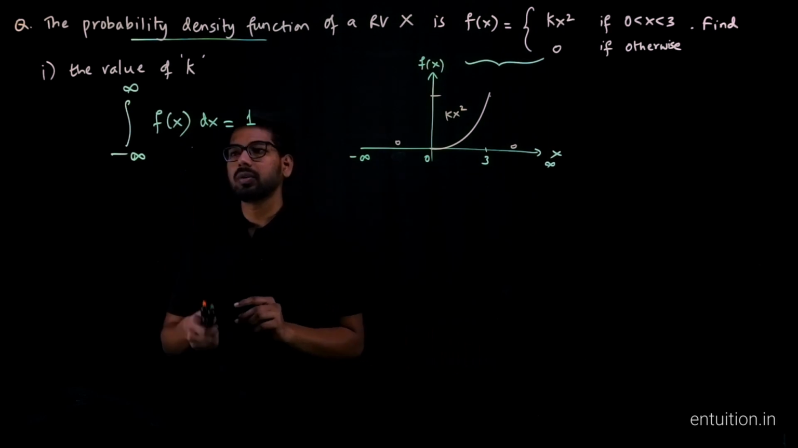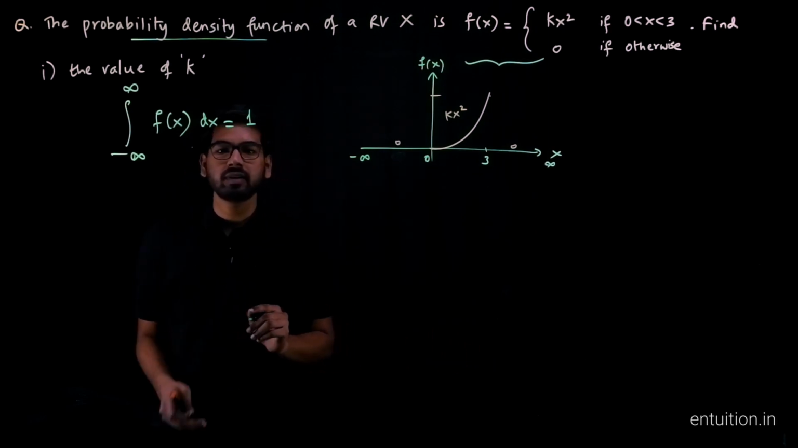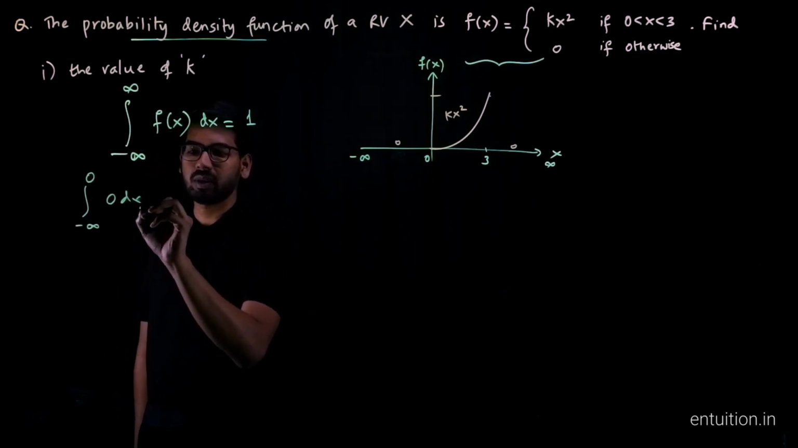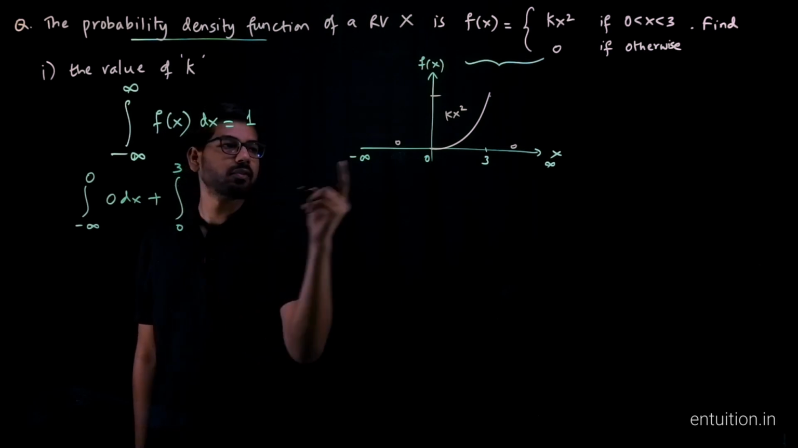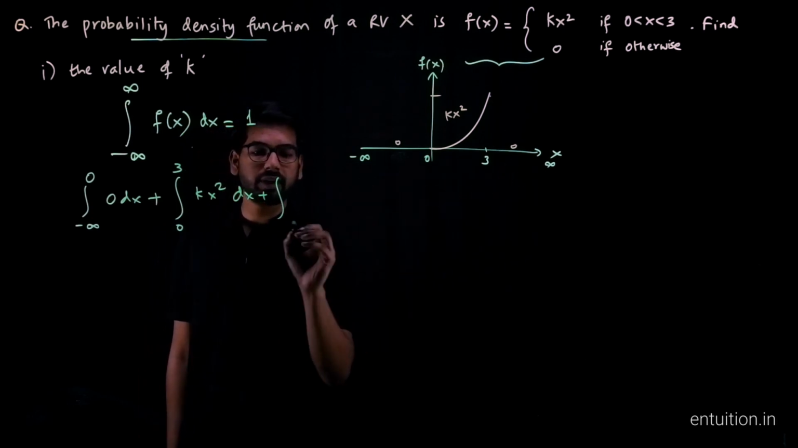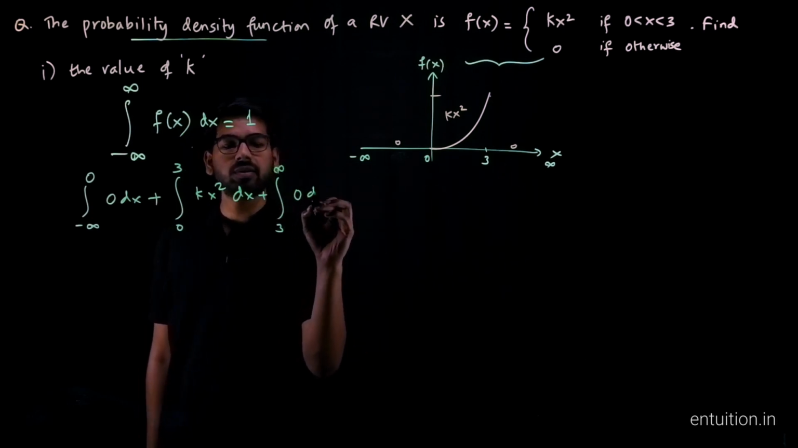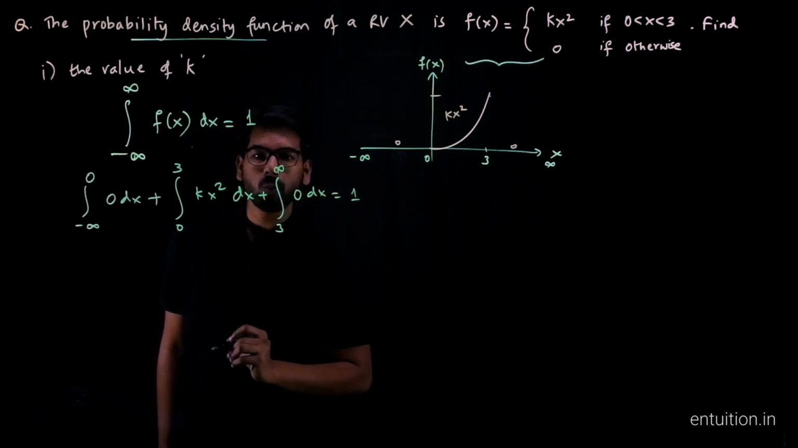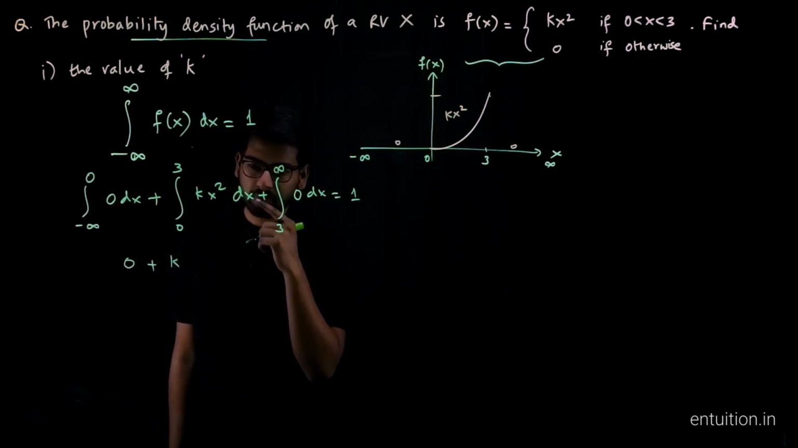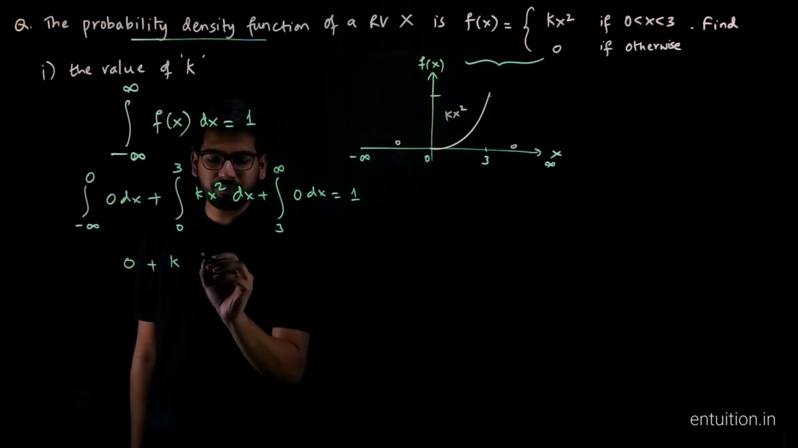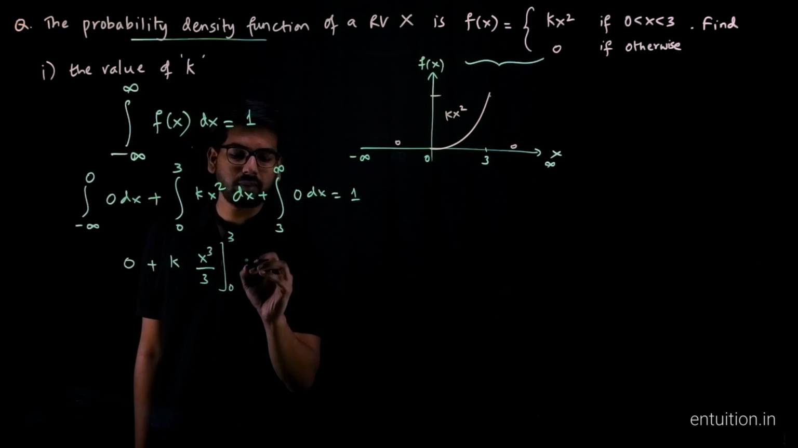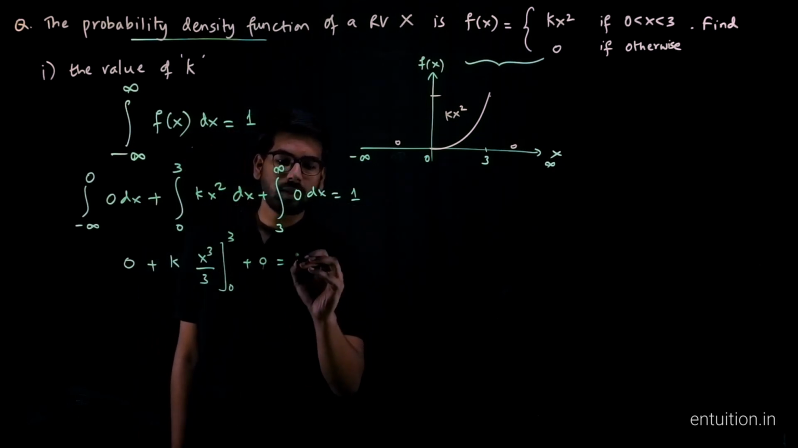Okay. So how do you integrate minus infinity to infinity f of x? It is nothing but from minus infinity to 0, the function is 0 dx, plus from 0 to 3, the function is kx square dx, plus from 3 to infinity, the function is 0 dx, equal to what? 1, right? So this is 0 plus k is outside because k is a constant. Integration of x square with respect to x is x cube by 3, limits from 0 to 3, plus integration of 0 dx is 0, equal to 1.